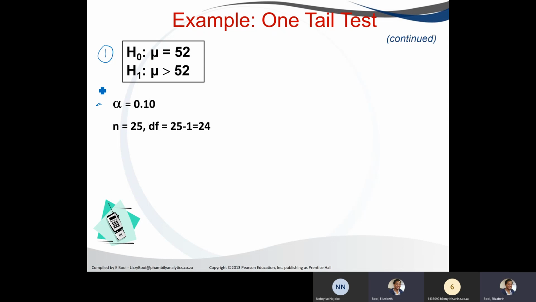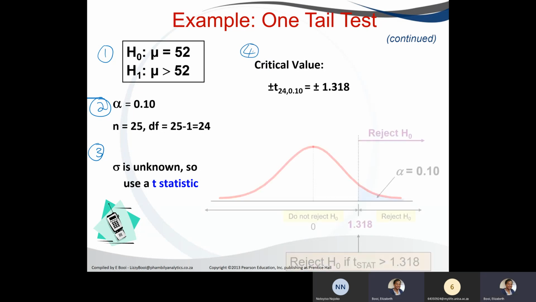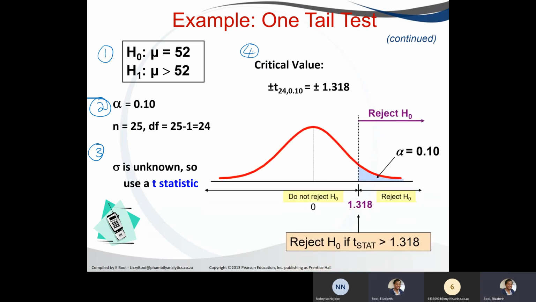State what you are given, including also the degrees of freedom. What kind of a test is this? It's a t-test. Find the critical value. Step number 4. Step number 5, this is how you make a decision.